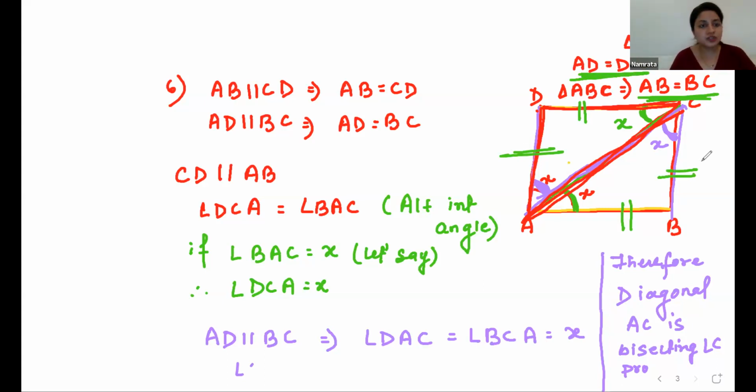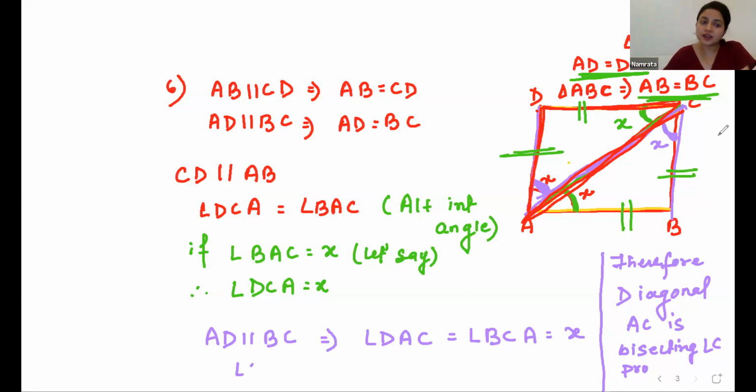Because already opposite sides were the same. This was same as this one. This was same as this one. That was already given in the theorem because it's a parallelogram. Now we are saying that this and this are also same, and this and this are also same. That means all four are of same length, right? Are you getting that? And hence it's a rhombus.